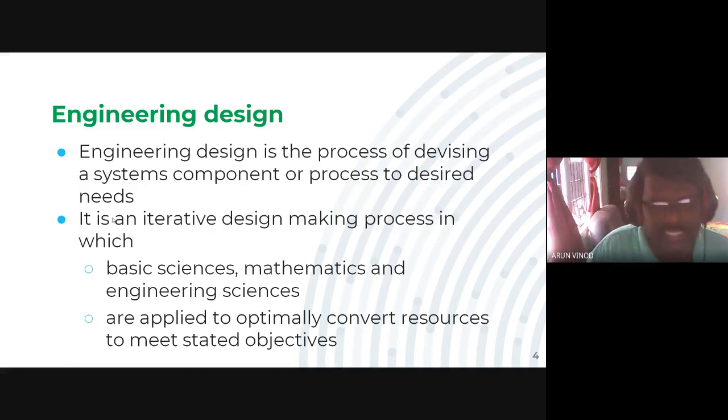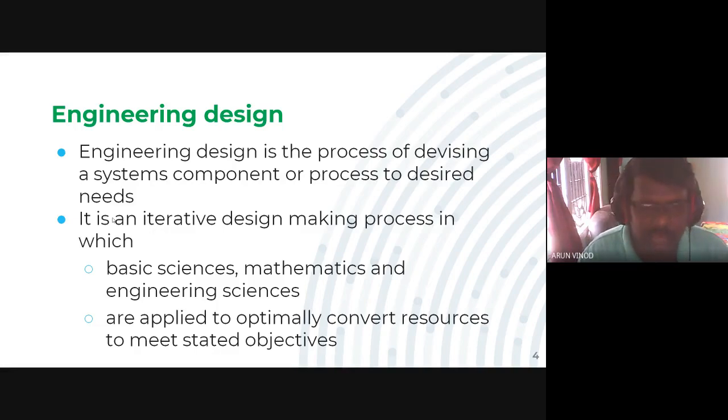Okay, so it is an iterative decision making process in which basic sciences, mathematics, and engineering sciences are applied to optimally convert resources to meet the stated objectives. So it's too lengthy, no issues. Let me tell you what that is. You are doing some repeated process. Why are you doing the repeated process? To get the actual requirement from the customer.